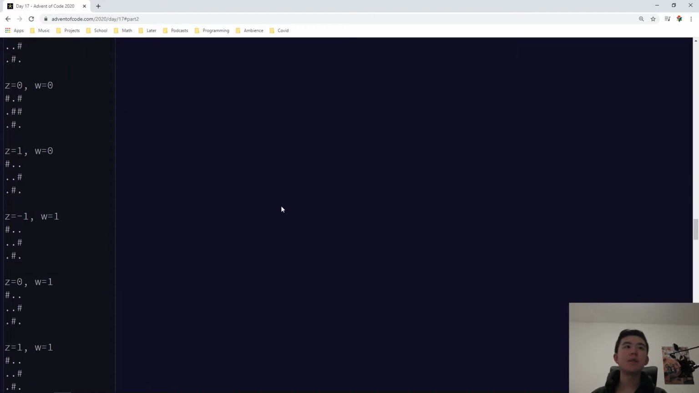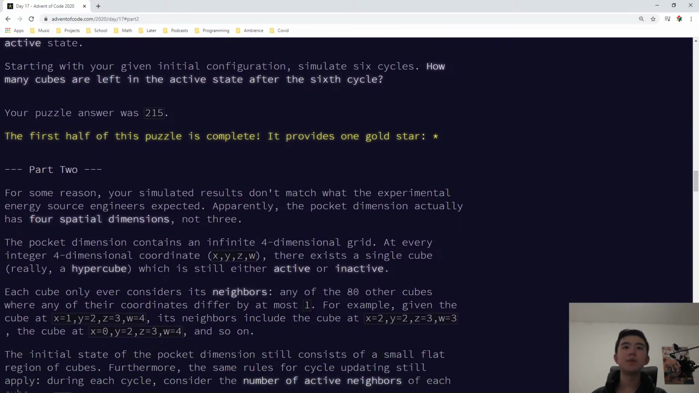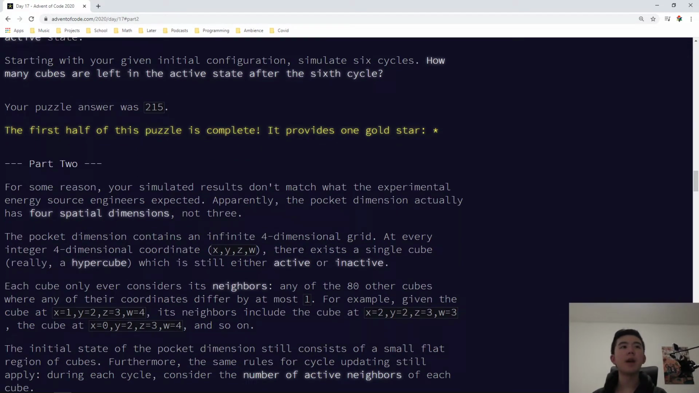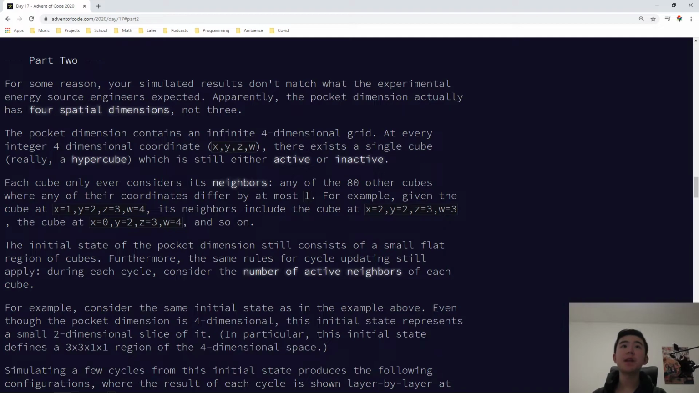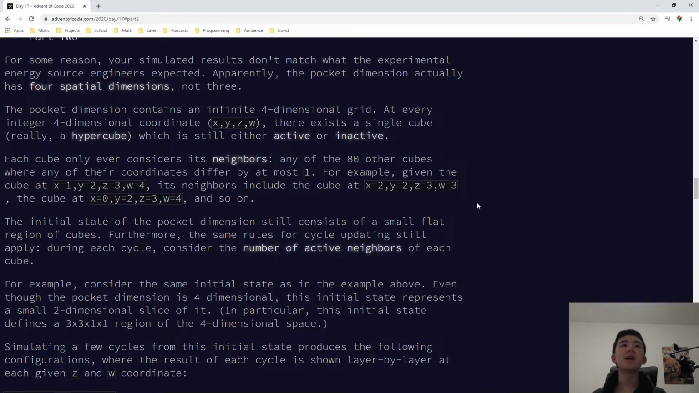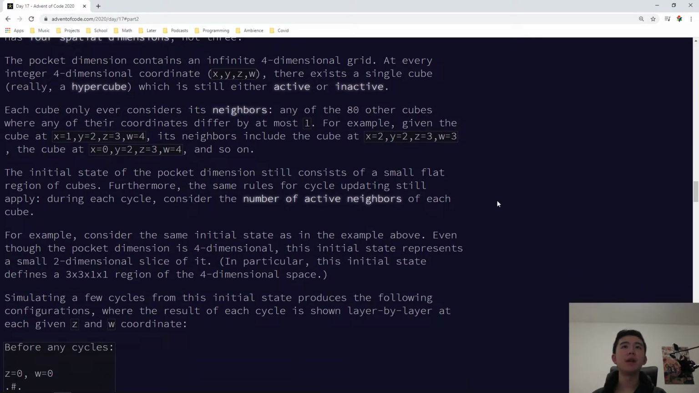All right, so let us go to part 2. Okay, part 2. For some reason, your simulated results don't match what the experimental energy source engineers expected. Apparently, the pocket dimension actually has 4 spatial dimensions, not 3. The pocket dimension contains an infinite 4-dimensional grid. At every integer 4-dimensional coordinate, there exists a single cube, really a hypercube, which is still either active or inactive.